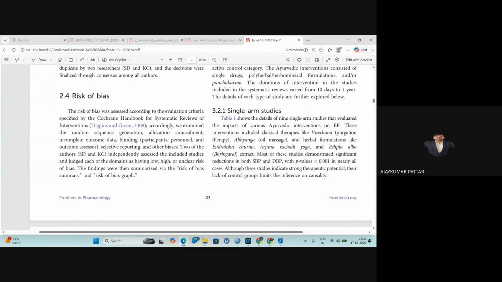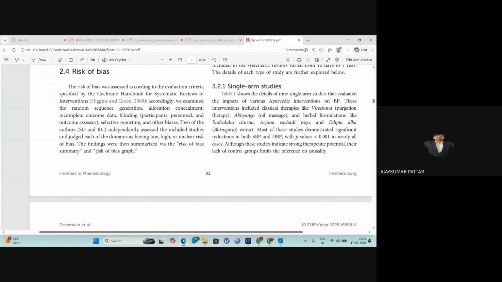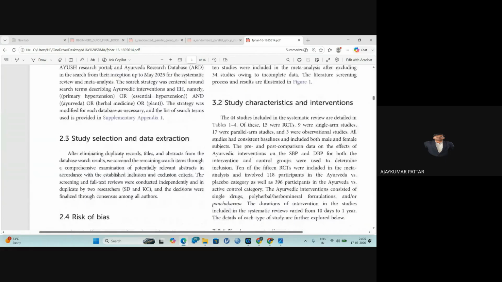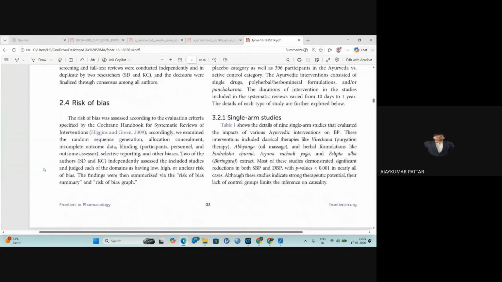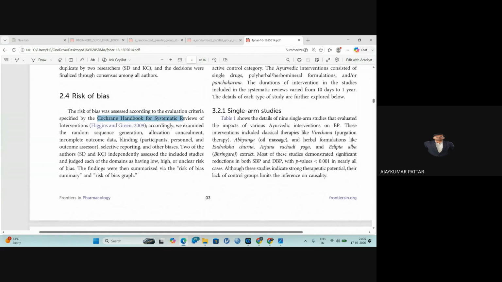For intervention, they have used allocation, replacement and blinding, everything they have assessed. The risk of bias summary and risk of bias graph they have mentioned. They have mentioned the Cochrane Handbook of Systematic Reviews. So these ROB tools are from Cochrane's organization only, they have mentioned that one.